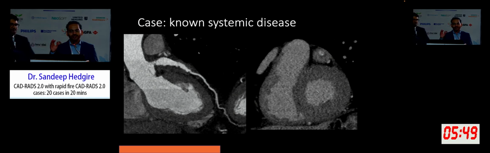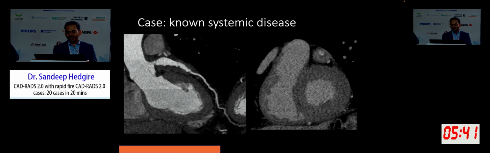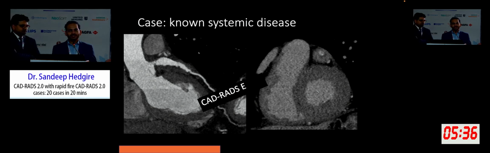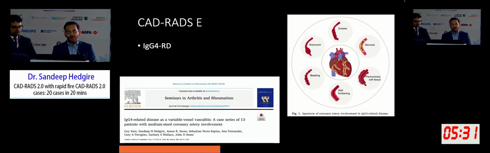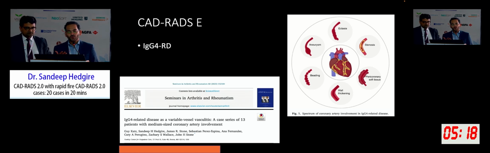This happens to be the distal left main and the proximal LAD. The image on your right is a 1 minute delayed acquisition that shows that a lot of this soft tissue is enhancing. So this patient has again CAD-RADS E. This patient's known systemic disease is IgG4-related disease. So this patient had multiple organ involvement. In our publications, we noticed that there are patterns of coronary involvement in IgG4. These are coronary ectasia, stenosis, pericoronary soft tissue, wall thickening, as well as aneurysm formation.